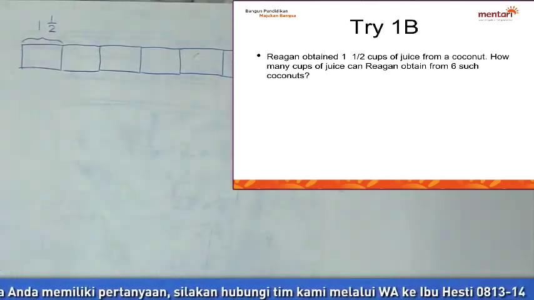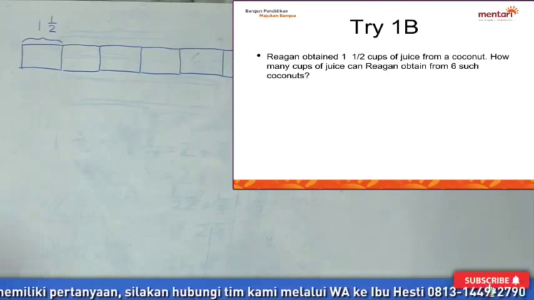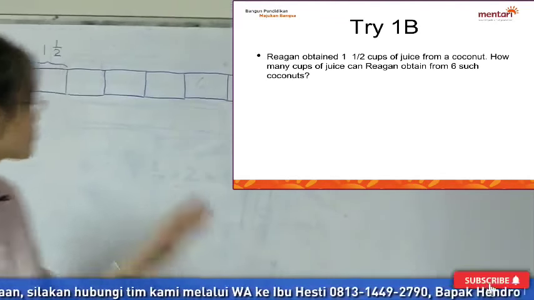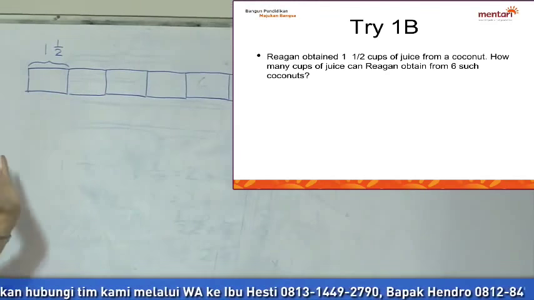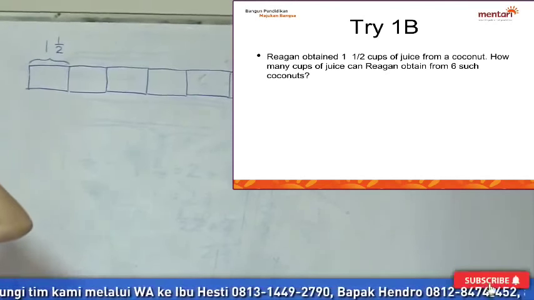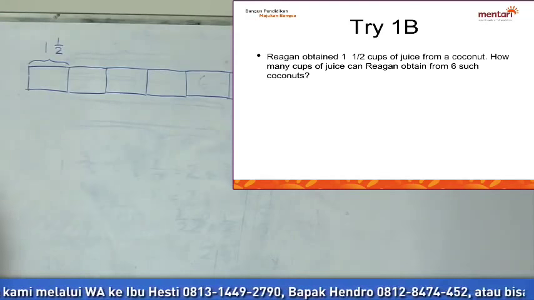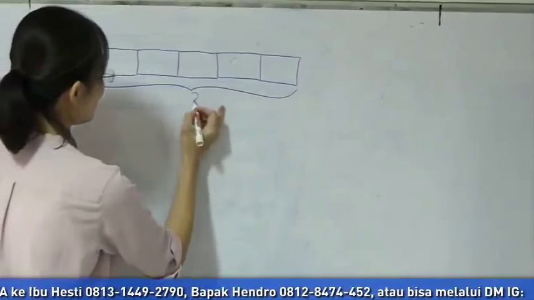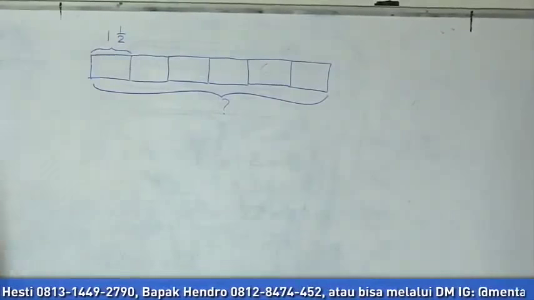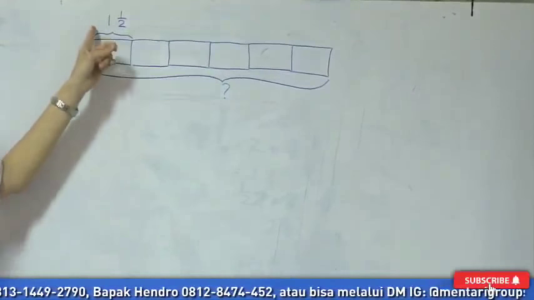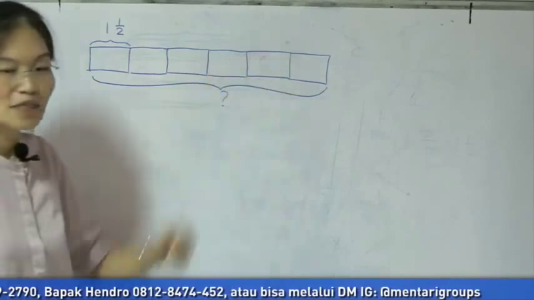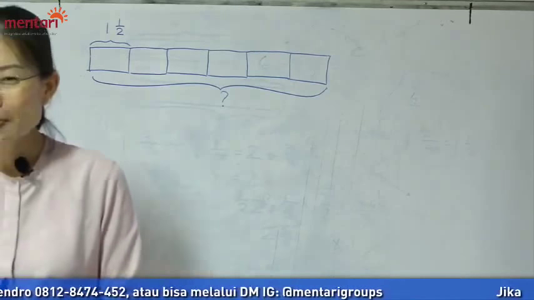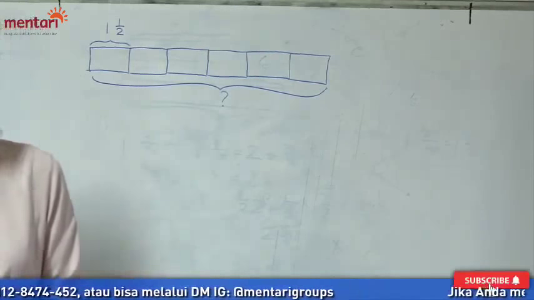Right. Which part shows the total number of cups of juice that Regan obtained from 6 such coconuts? This is 1 coconut. Which part shows the total number of cups from the 6 such coconuts? This is the part. Now, if you look at this bar model, when you know that one part is 1.5 and there are 6 parts, how do you find out? Do you add? Do you subtract? Do you multiply or do you divide?